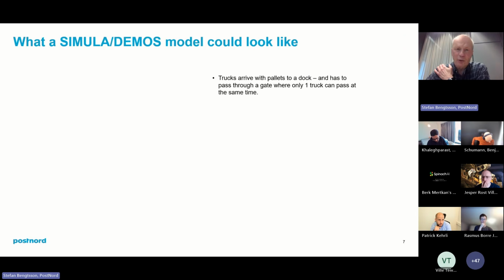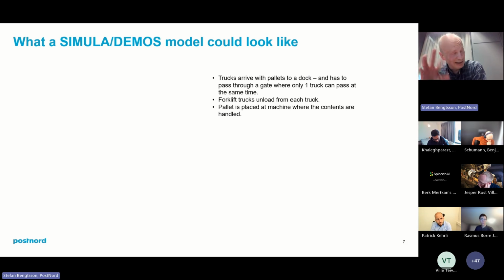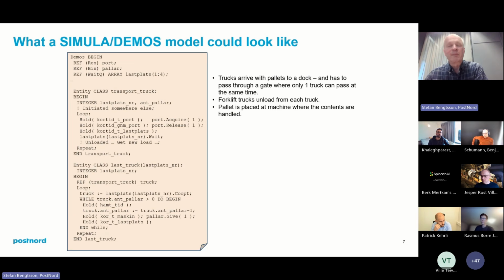Simula or Demos was, as a matter of fact, an object created with the help of the programming language Simula that gave an even better toolbox to address simulation problems. If we take a very simple challenge, and this little example was something a colleague of mine and I wrote together when we had students visiting us, where we wanted to explain how we worked with modeling and simulation. In this little example, we have trucks that arrive with pallets to a dock.